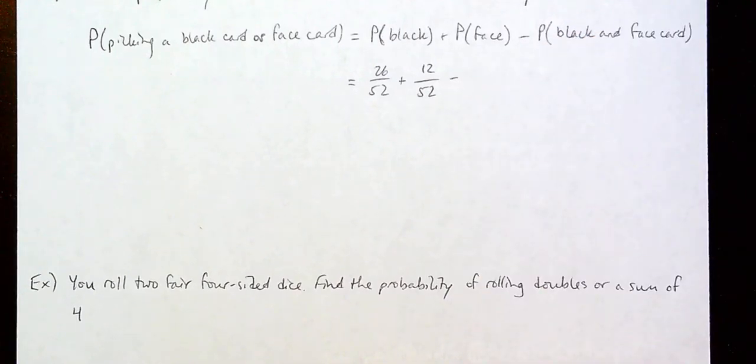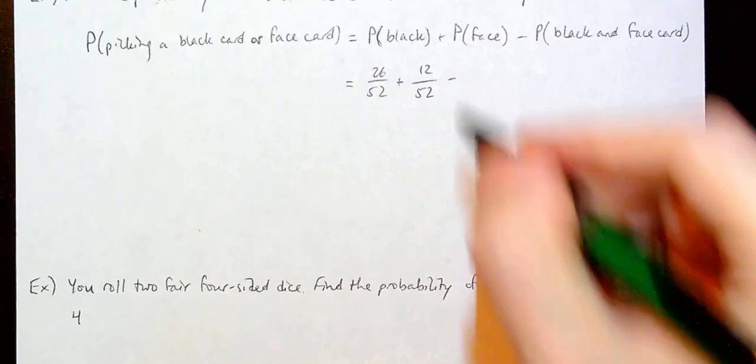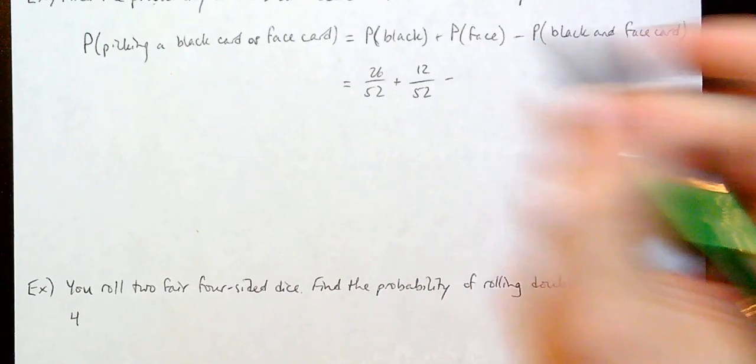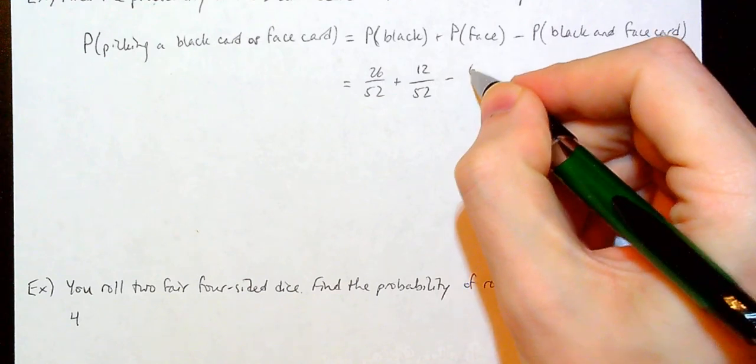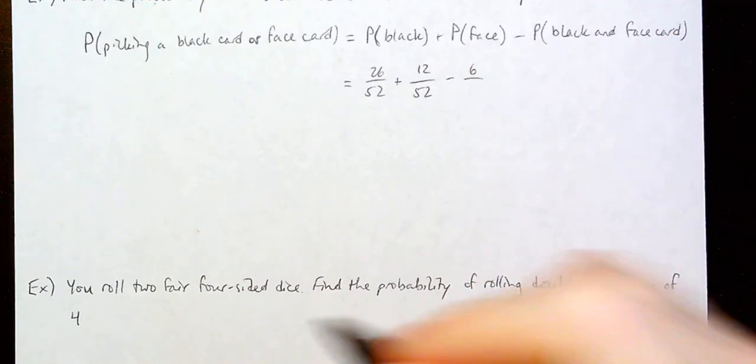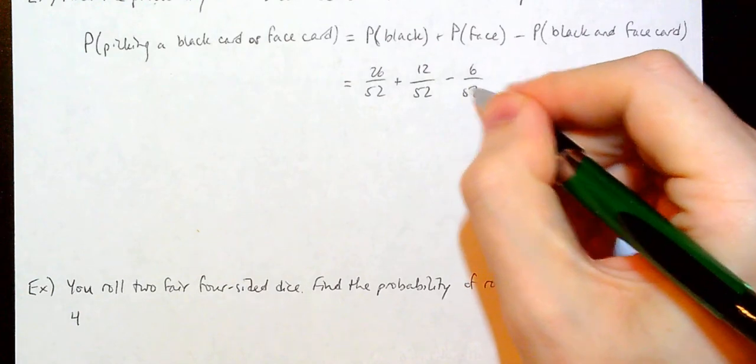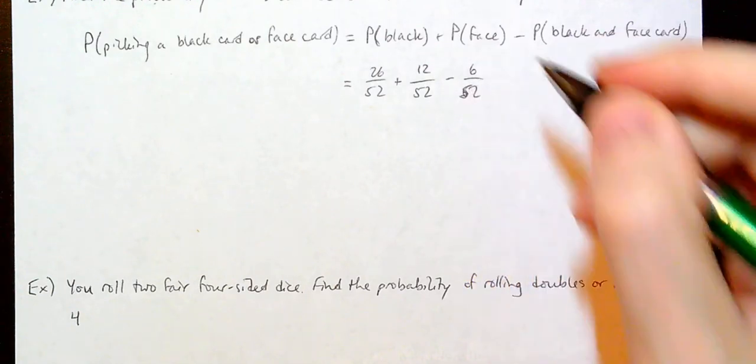And now what's the probability, I should say, of picking a face card that is a black card as well? Well, as we mentioned earlier in this video, we have the Jack, Queen, and King of Clubs, as well as the Jack, Queen, and King of Spades. So we have 6 cards that are face cards and black cards out of the possible 52.